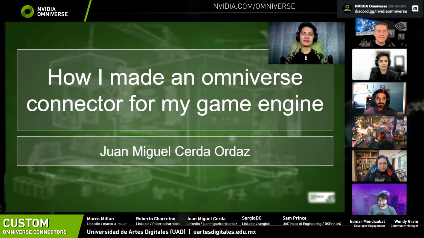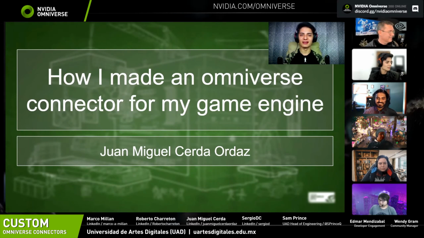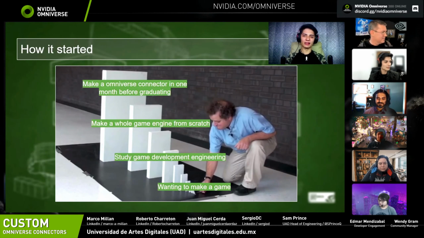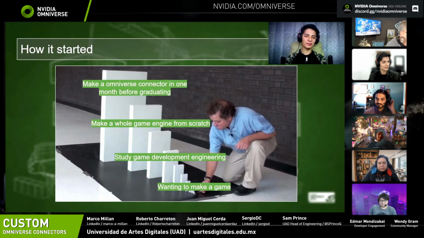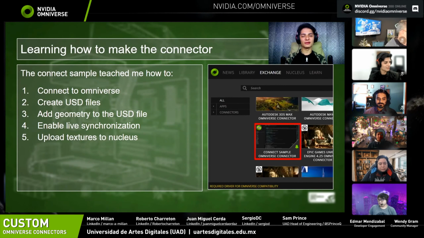Hello, my name is Juan Miguel Cerdordes. I just graduated from the Game Development Engineering program at the Digital University, and today I'm going to talk a little about how I made an NVIDIA Omniverse connector for my custom game engine. So, the first step to make the connector was learning how to do it. Luckily, there was a Connect example in the Omniverse library, and I downloaded it and read it many times until I understood how it worked. Then I found out there was actually a video of the creator of the example explaining his code, and I wish I knew that before.